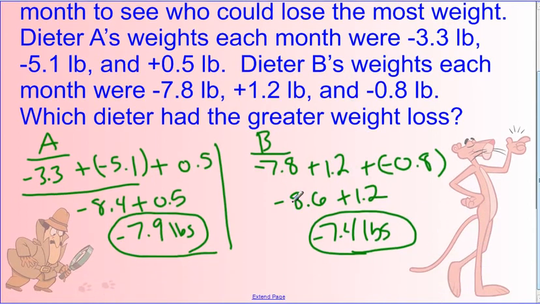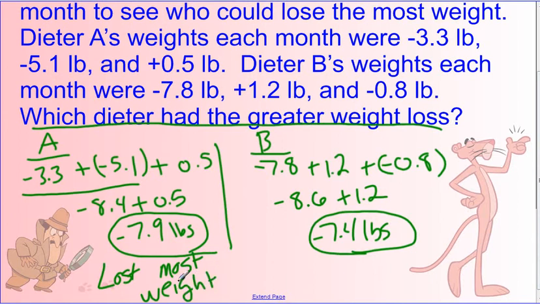So which dieter had the greater weight loss? Which one lost the most weight? Dieter A. This one lost 7.9 pounds. This one only lost 7.4. So dieter A lost more weight.